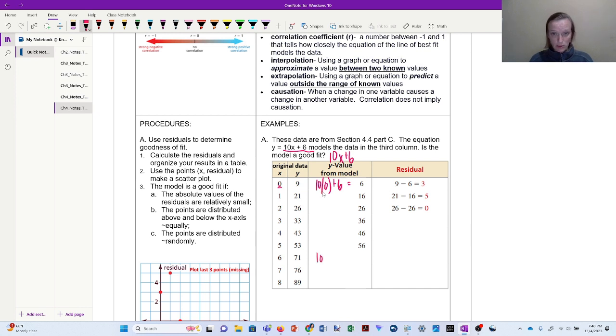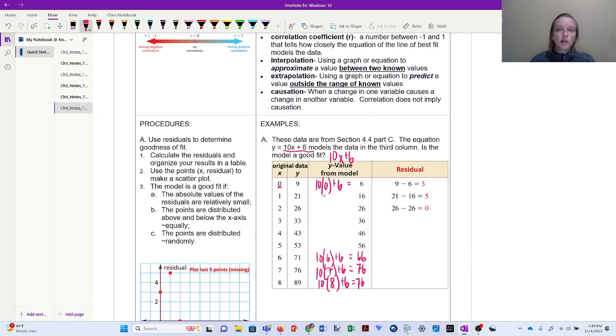Here we would do 10 times 6 plus 6, which equals 66. 10 times 7 plus 6 equals 76. And 10 times 8 plus 6 equals 86. So we now have the y value that our model predicts for each of our input x values.